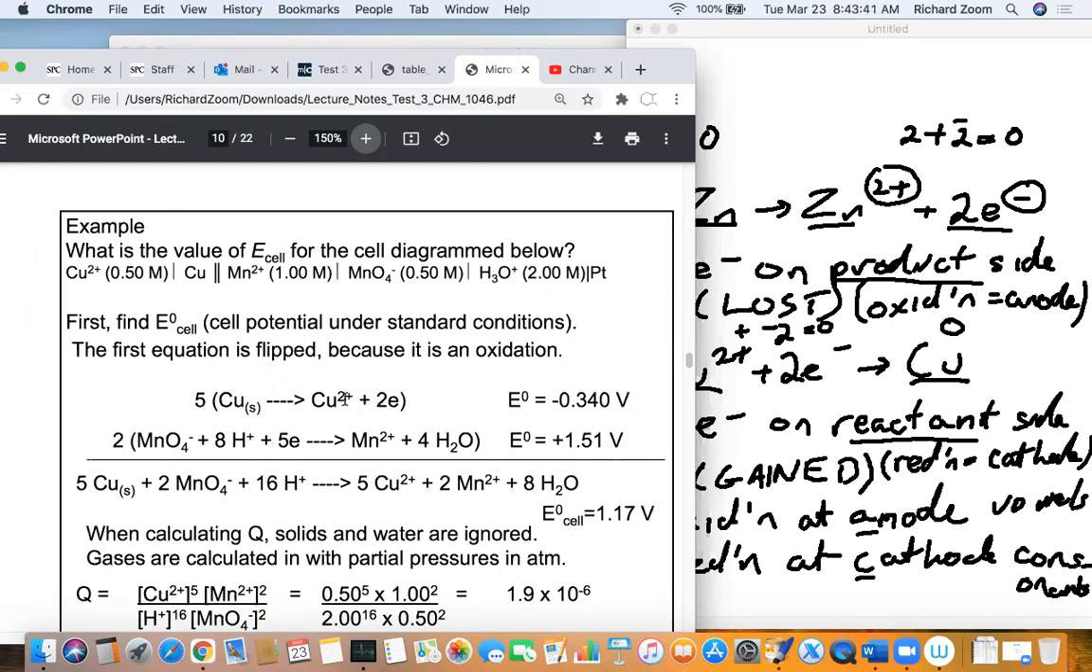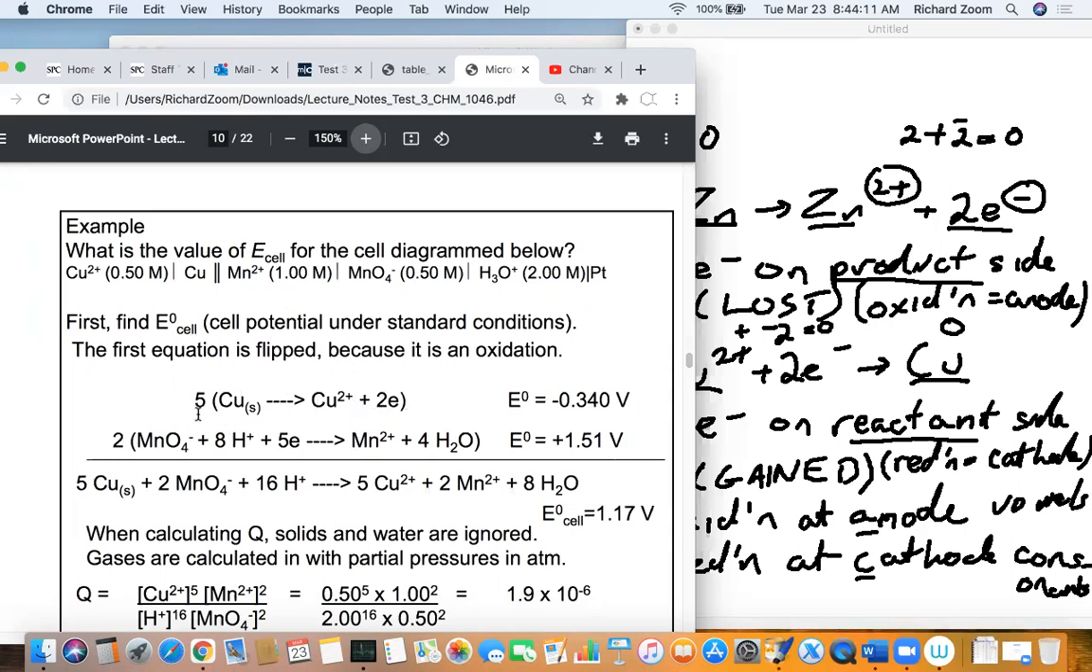So if I multiply this by 5, I get 10 electrons. If I multiply the bottom one by 2, I get 10 electrons as well. So the 10 electrons will be given up by the top reaction and received by the bottom reaction. But the 5 and the 2 were necessary in order to make that balance out. Anybody have any questions? So you can see that the electrons will end up canceling because they'll both be 10.